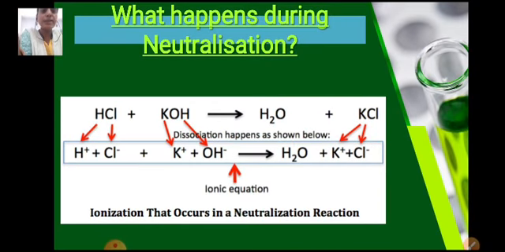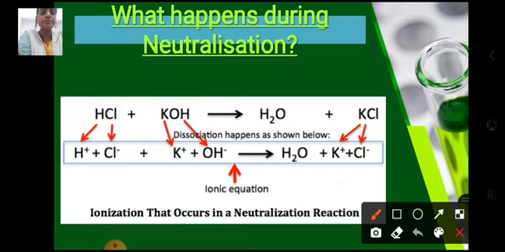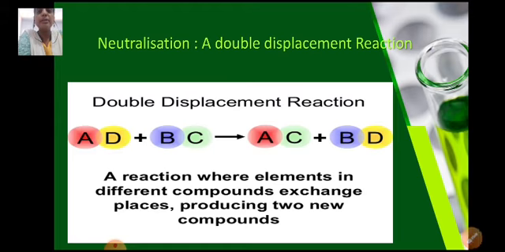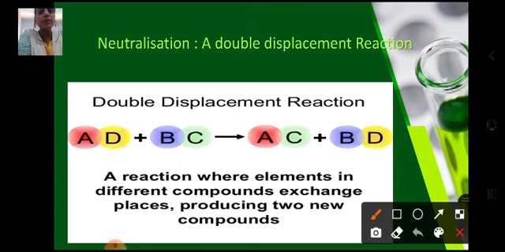With another example, let us try to understand what happens during a neutralization reaction. When a neutralization reaction takes place, you can see that the acids and the bases are first of all getting ionized, that is they are breaking into their ions, and then the partners are being exchanged. That's why the neutralization reaction is also said to be a double displacement reaction. These are reactions where elements in different compounds exchange places, producing two new compounds. So here you can see this is one compound, this is the second compound.